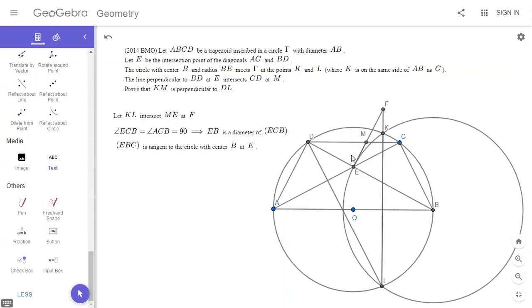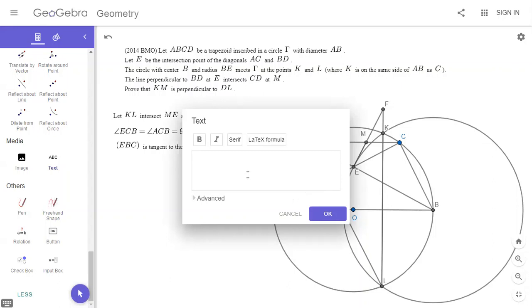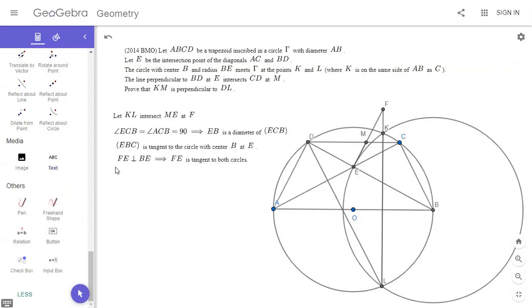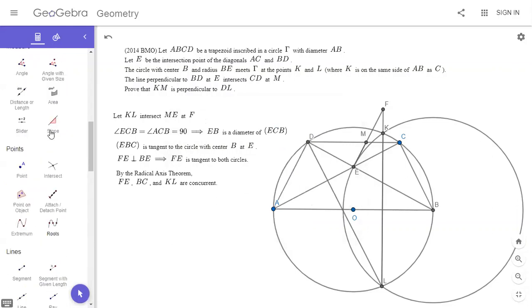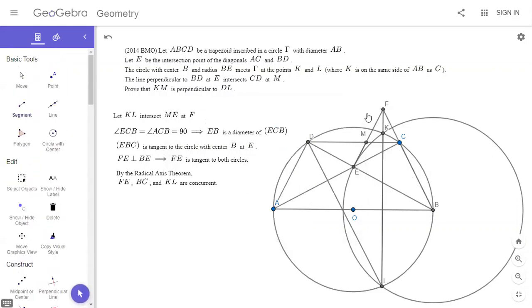And then FE is perpendicular to that circle. And then we can apply the radical axis theorem. EC and KL are concurrent. And then from there, we should be able to prove KMC is isosceles. We could prove that FMC is isosceles.